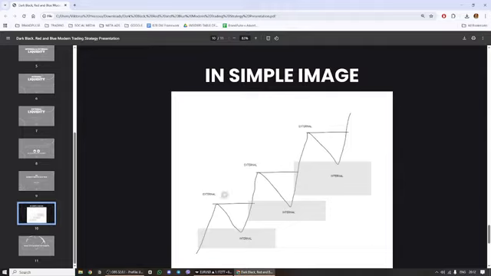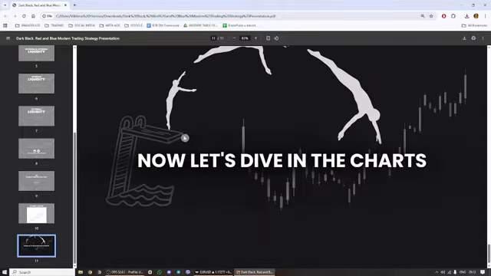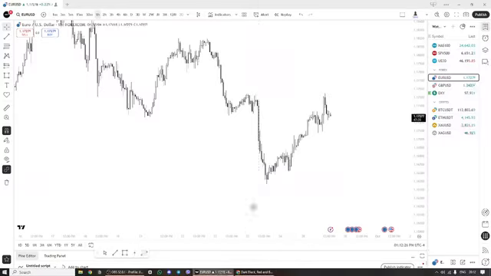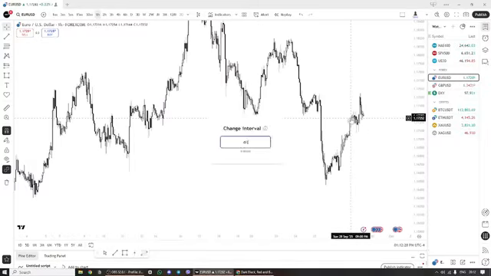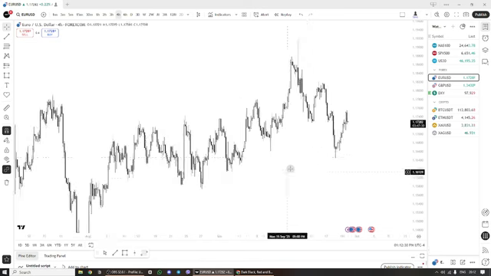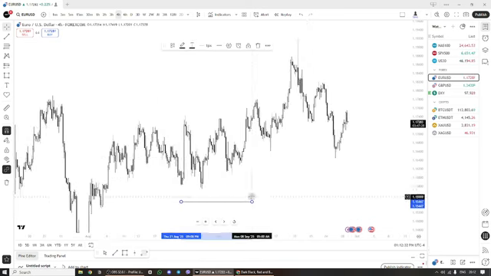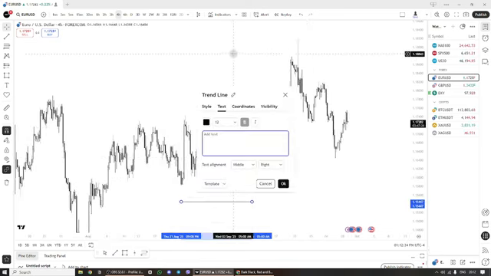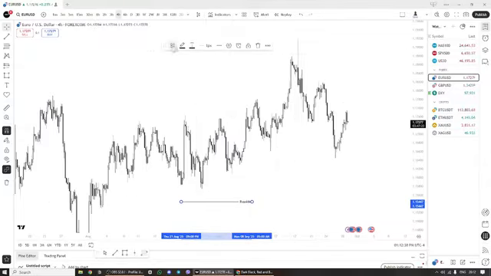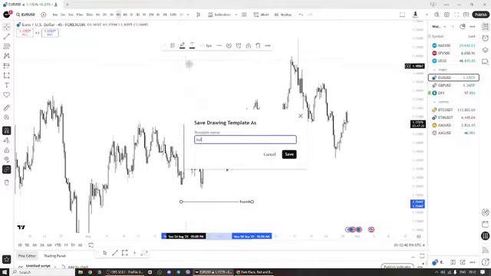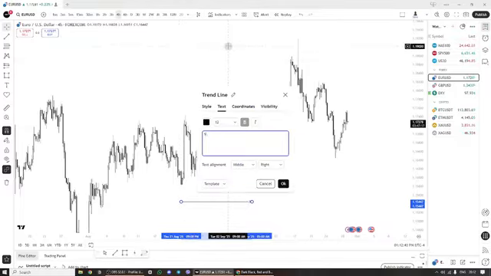When you take a high, you come to a key level, and you can see it right now in the charts. So let's dive in, because it's better to be right there. Let's just make two lines: buy side and sell side.